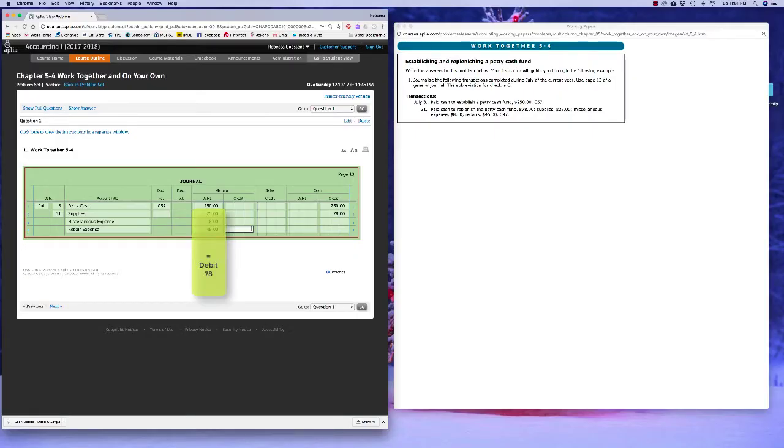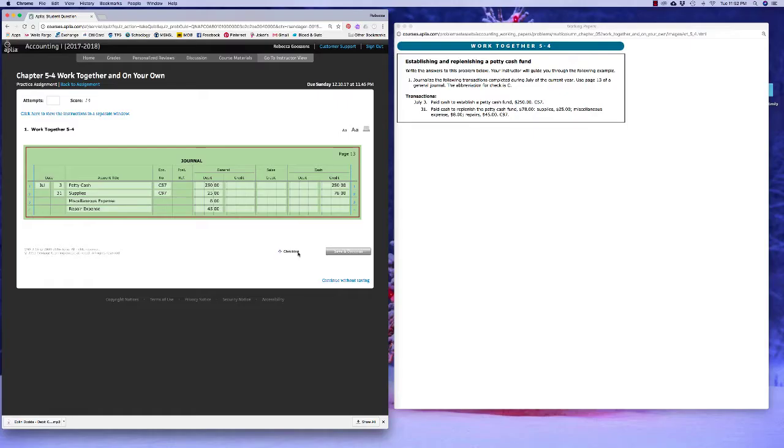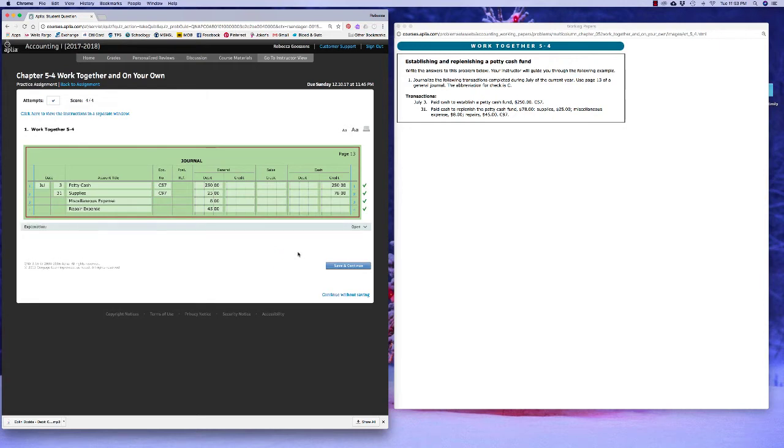If I take 25 for supplies, 8 for miscellaneous, and 45 for repair, and I add those all together, that is going to equal the $78 that I paid in cash to replenish the petty cash fund. And I'm still having my debits equal my credits. And finally, I just need to put in my source document number, and that was check 97. So make sure that you check that, and you should be set.